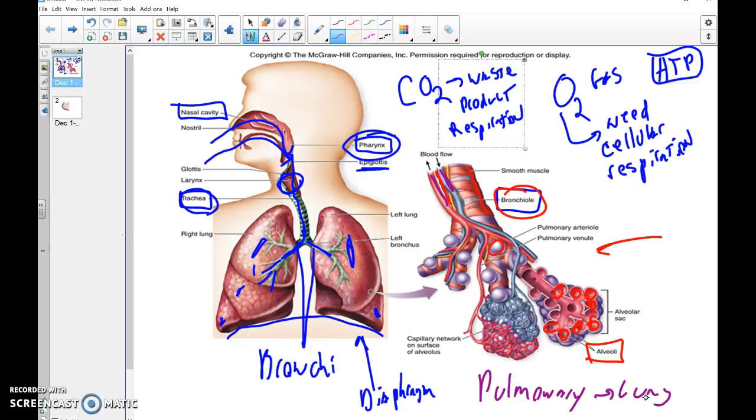And that exchange happens at the alveoli. That's actually the real location of gas exchange inside your body. And you can see, if you look at this diagram over here, the alveoli are just covered in those capillaries. Capillaries are the thinnest blood vessel. That's where the exchange of nutrients, waste, gases, all of that stuff happens.